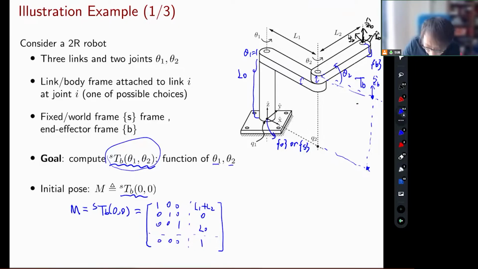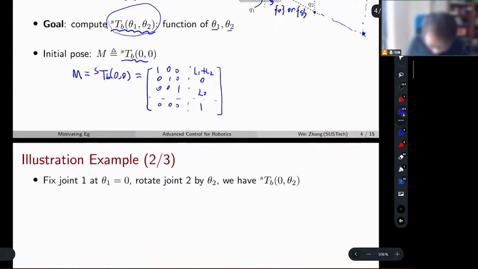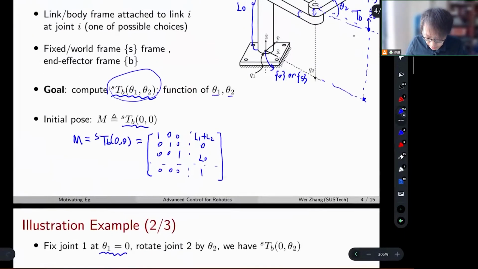All right. That's when theta1 and theta2 are both 0. We have computed the pose. Right. But now we want to find the function. So this configuration or pose will change as we increase or decrease theta1 and theta2. So let's do it one by one. All right. Let's fix theta1 at 0. We don't change it.